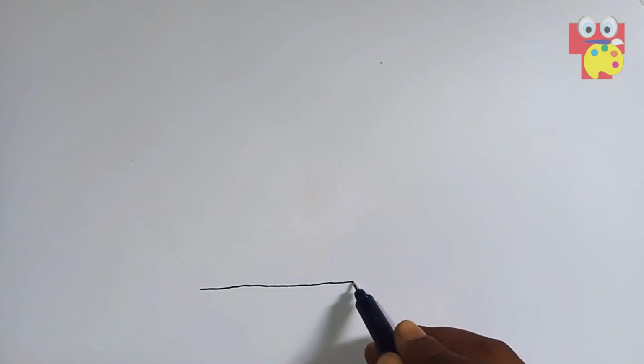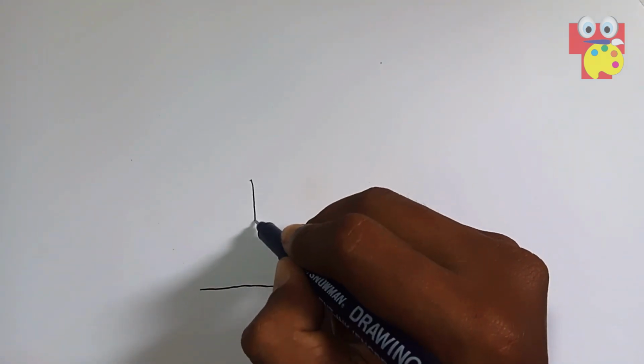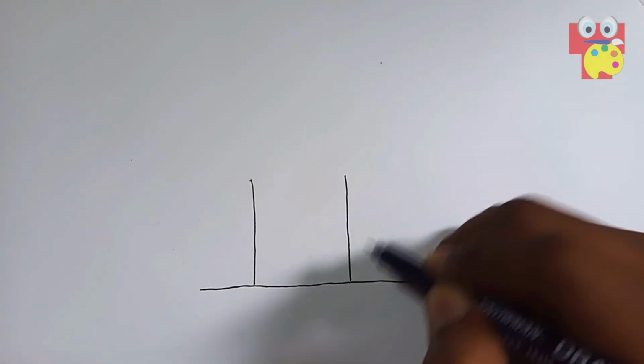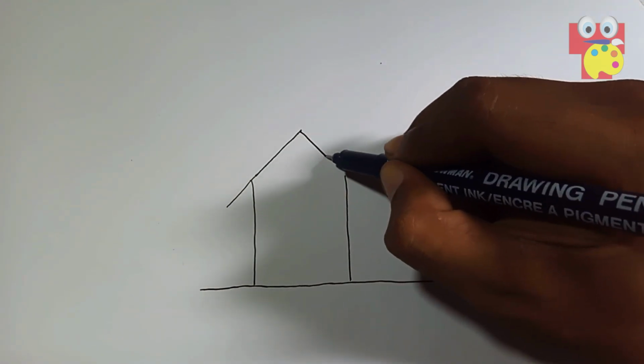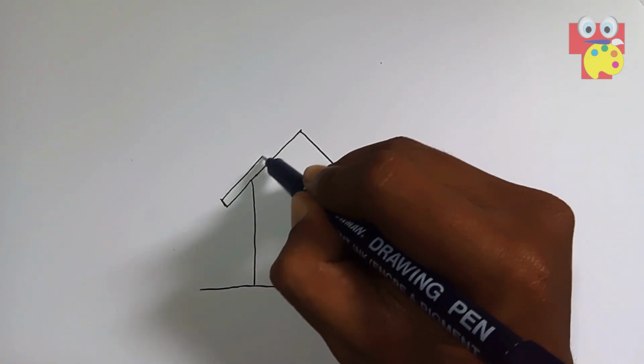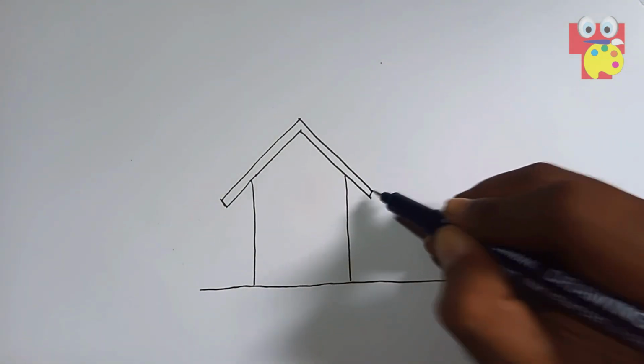Today we will start the process of drawing our dream house. We will do it step by step. First of all, we will make lines for the walls of the house. The second step, we draw a triangle for the roof of the house.